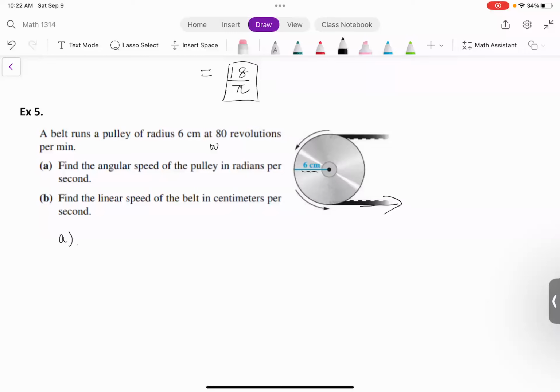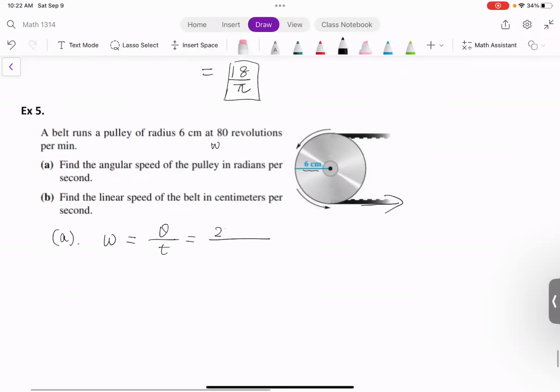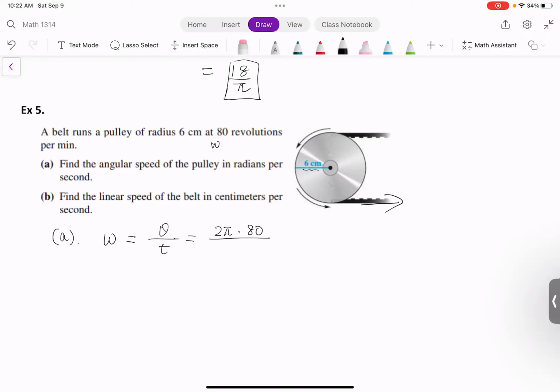So number A, looking for omega. Omega equals theta over t. Theta is the angle. 1 revolution is 2 pi, and 80 revolutions is 2 pi times 80 divided by per minute. So convert minutes to second, that's 60. And then let's do the computation. 0, 0 canceled, 2 plus 3, that's 8 pi over 3.